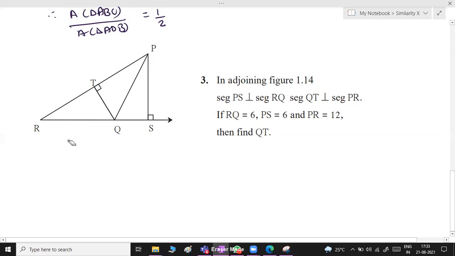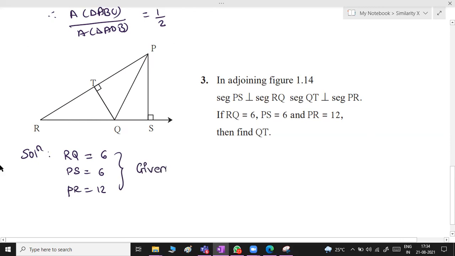I don't know what's going on. Okay, let's go. So let's start the solution. Always see to it you start with the given part since you have a certain support. So RQ is equal to 6, PS is equal to 6, and PR is equal to 12. Okay, so let this be your given part.